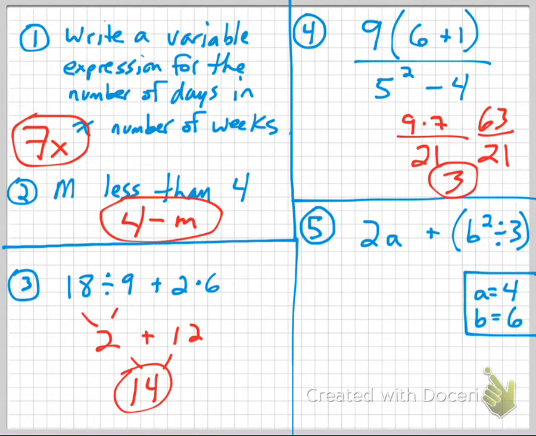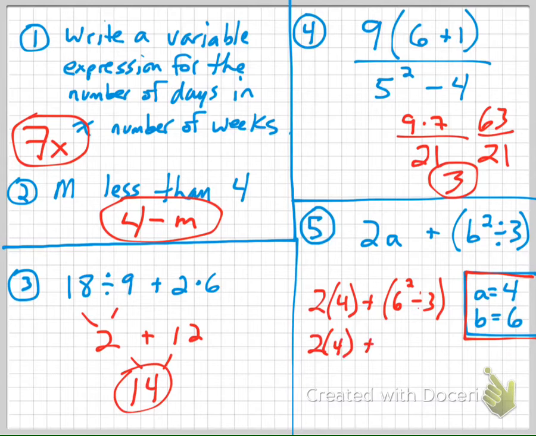I guess that's fine. Should reduce it. Number 5. A is 4, B is 6. Rewrite everything. When you plug it in parentheses, right? So 2 times 4 plus 6 squared divided by 3. Okay. In here, do you see any parentheses? Yes. What is 6 squared? 36. So it's 2 times 4 plus 36 divided by 3, which is 8, plus 12, which is 20.